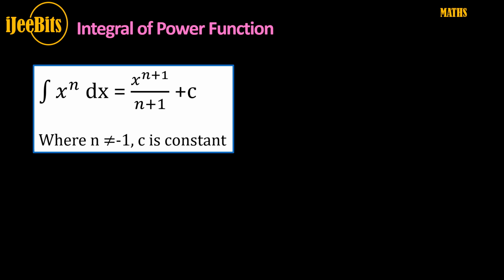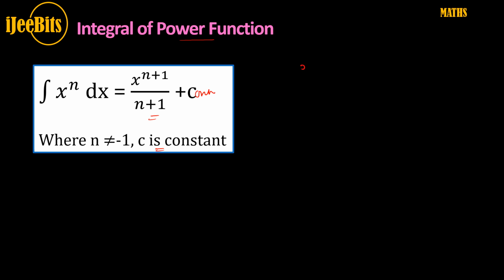Let's look at the integral of the power function. What it means: integration of x to the power of n dx. How do you rewrite it? x to the power of n plus 1 by n plus 1, plus constant, where n is not equal to minus 1 and c is a constant value. So how do you apply this formula? This is a basic thing, so I think we should all know it.